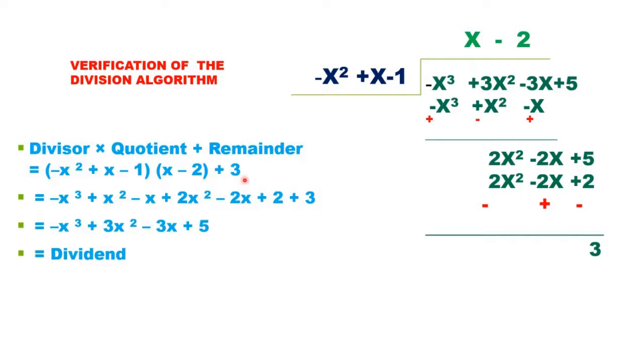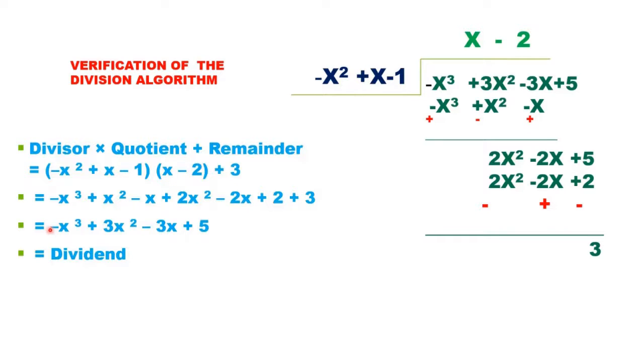And the final plus 3, which was the remainder, is also going to be added. You will get 5 because of it, and all this you get on adding them. Minus x cubed, add the like terms: x squared plus 2x squared is 3x squared, add the like terms: minus x minus 2x, you get minus 3x, and plus 5.